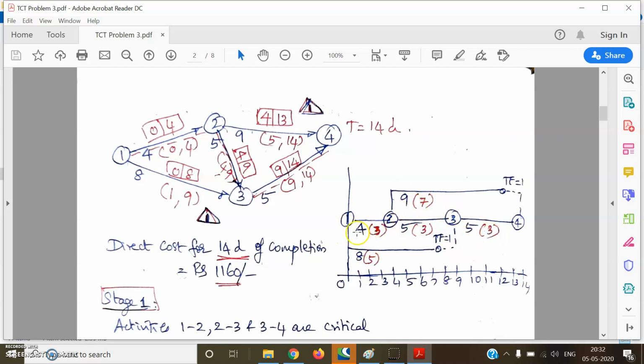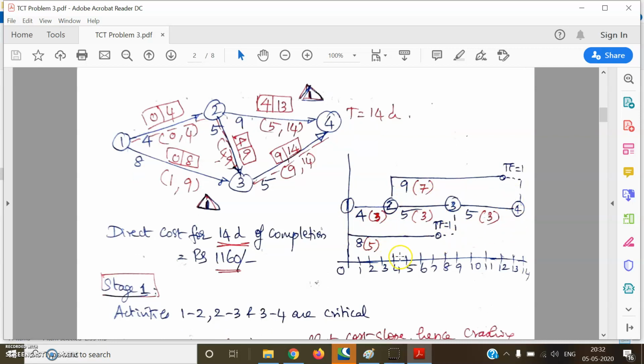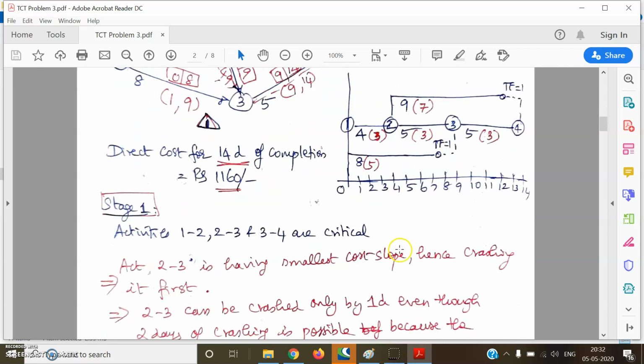So 1, 2 from 4 days can be reduced to 3 days, meaning 1 day of crashing is possible. 2, 3 from 5 days can be reduced to 3 days, that means 2 days of crashing is possible. For 3, 4 also 2 days of crashing is possible. For 2, 4, 2 days. And for 1, 3, 3 days of crashing is possible. Right, now we will proceed with the crashing process.